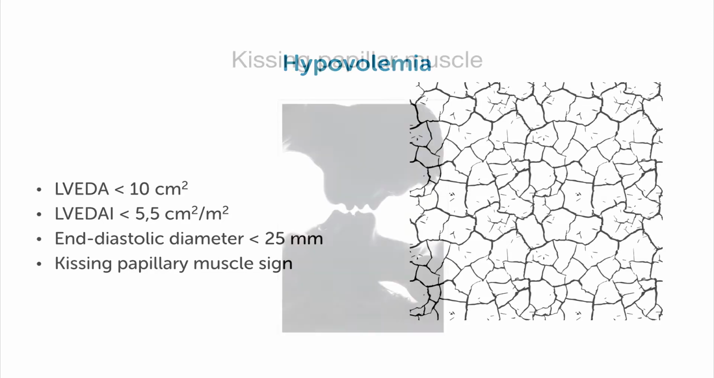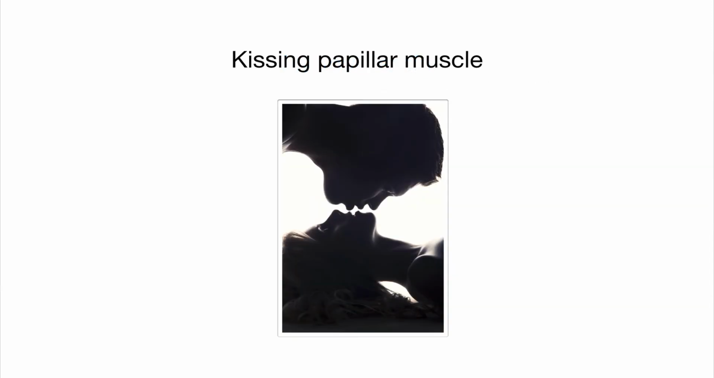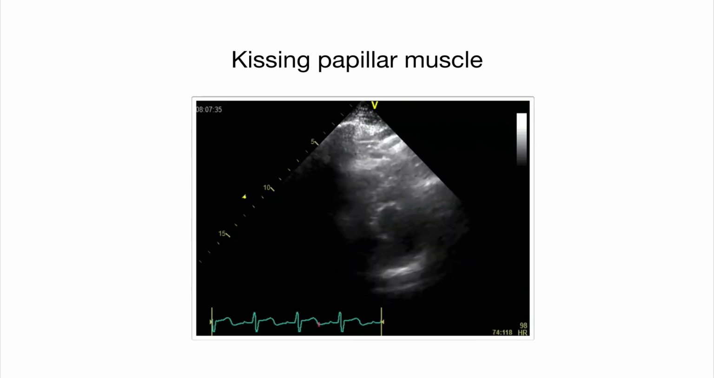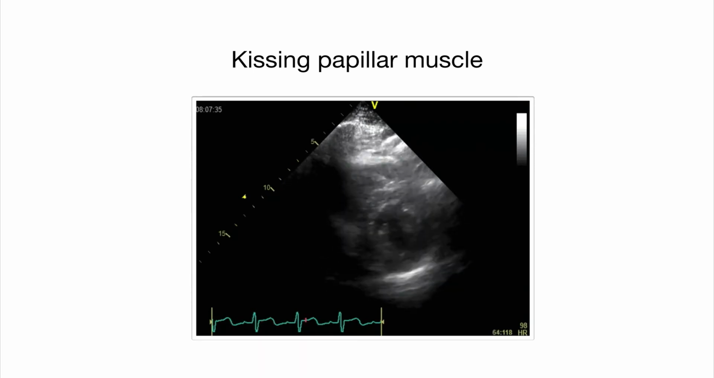And the last sign is the kissing of the papillary muscles. As we can see in our transthoracic echo, the papillary muscles during the systolic phase come to each other almost like kissing. That's why the name of this sign.